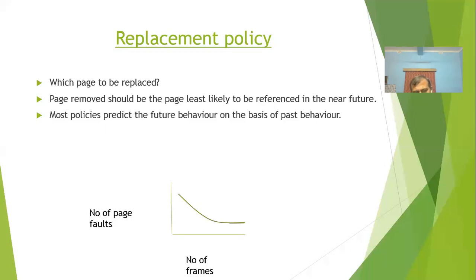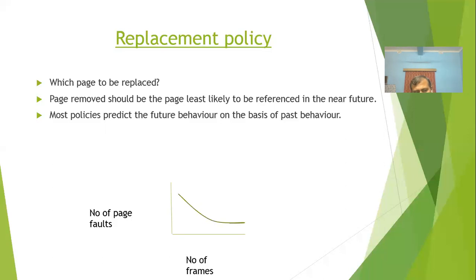And at the very bottom part of this slide, you can see a graphical representation. So vertically, we are drawing the number of page faults, and horizontally, we are drawing the number of frames. Generally, it has been seen that whenever we are allocating more frames to a particular process, the number of page faults generally decreases for that process. That's a very common idea.